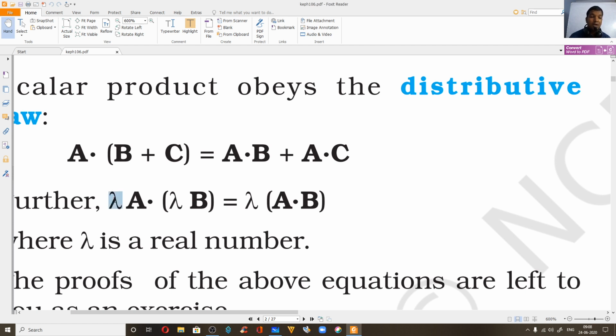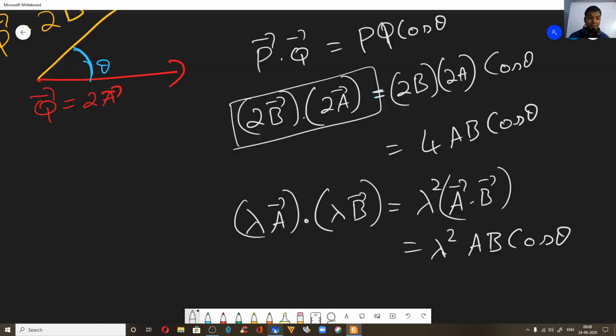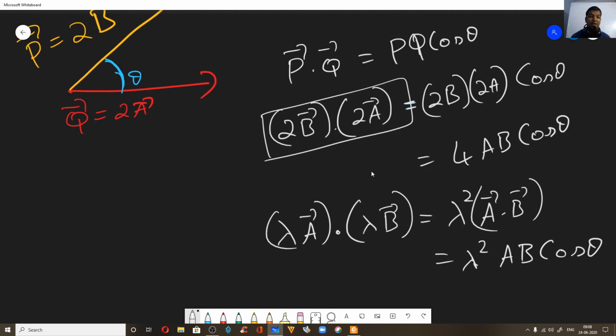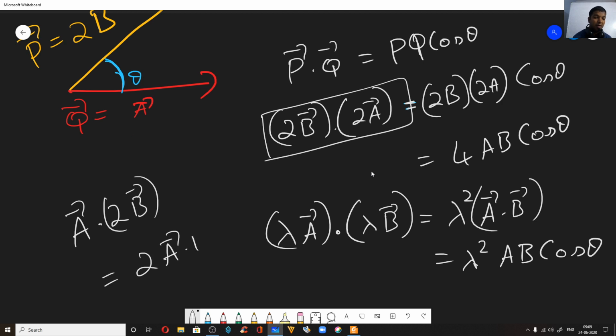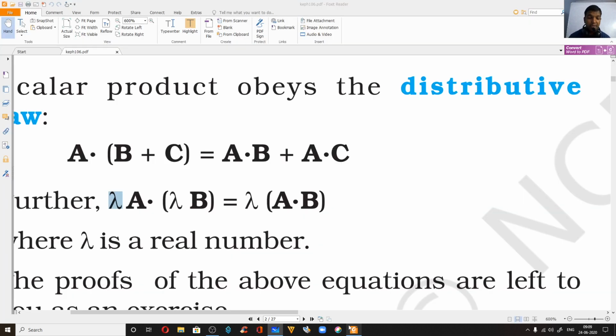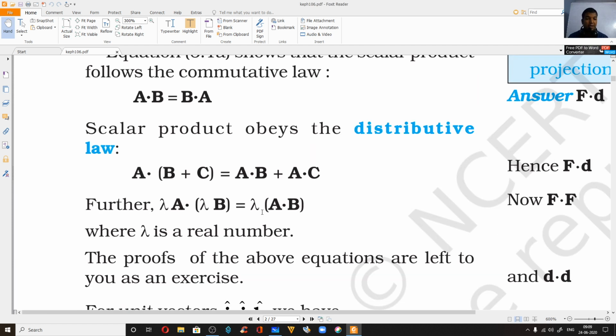If lambda was not there in one of them, for example, say I'm not considering 2a, I'm simply considering a here. If I had simply considered a, then you would have got a dot 2b. Then whatever they say is correct, so you will get 2 times a dot b. Then it would have been correct, right? But here they have lambda a dot lambda b, so it must be lambda square a dot b. So please make a correction there.